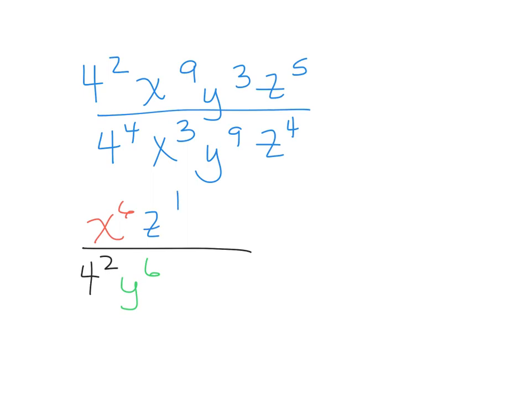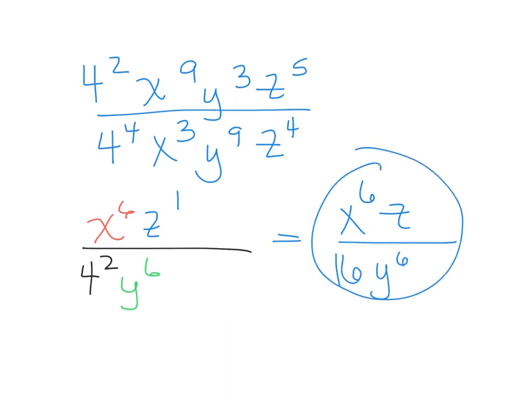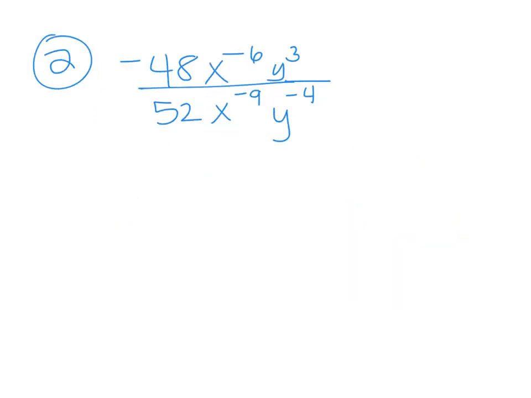Now, I'm not going to leave my answer like this. I'm going to do what I can do here. So my final answer is just x to the 6th z, because I don't put the 1 on the z. 4 squared, because I never leave exponents that can be multiplied out. So 4 squared is 16, y to the 6th. And that's my final answer to that problem.